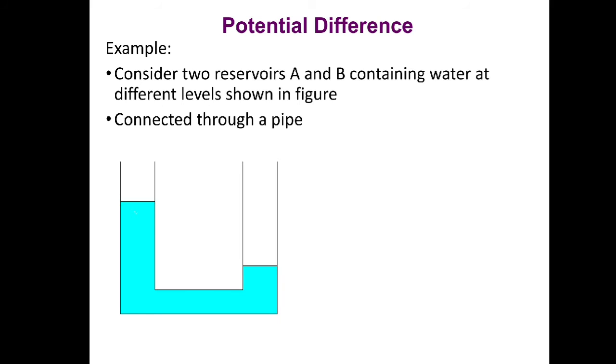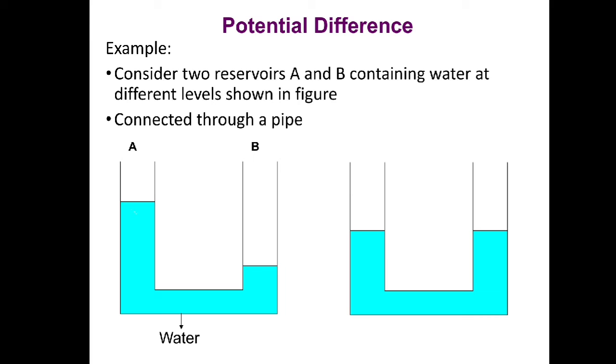So for example, consider two reservoirs A and B containing water at different levels. A and B are reservoirs connected through a pipe. A obviously has a larger potential compared to B. So the higher potential tries to push the water towards the lower potential B, until the two reservoirs become equal.